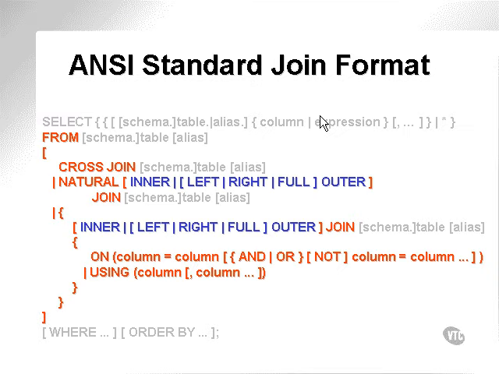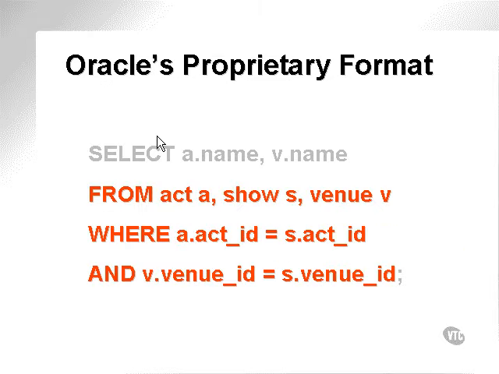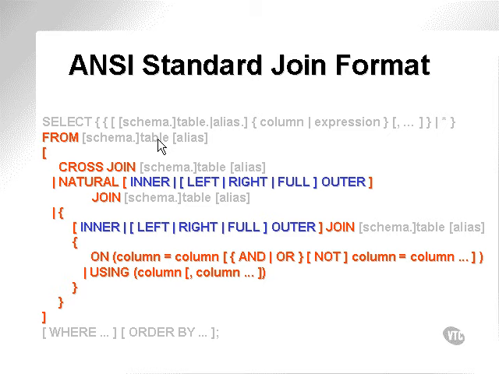Now let's take a look at the ANSI standard join format. This syntax diagram is a little bit more complicated than the last one, the Oracle proprietary format. What the ANSI standard join format does is it places the joining more or less into the from clause, and the where clause becomes simply filtering.